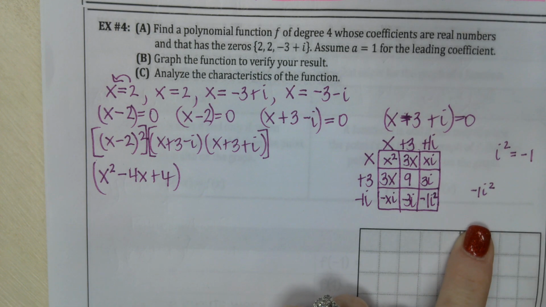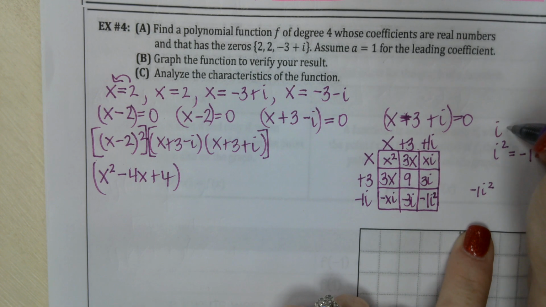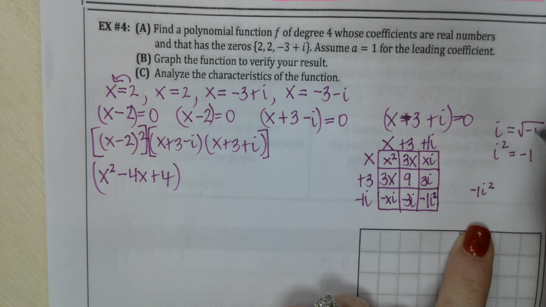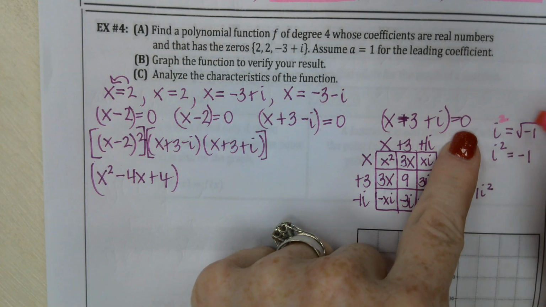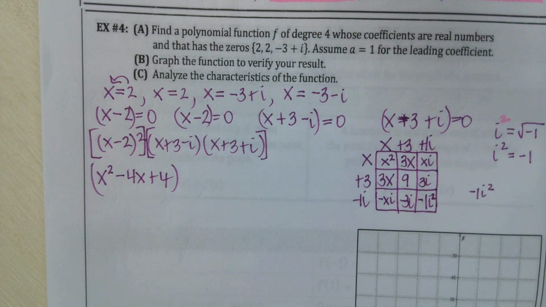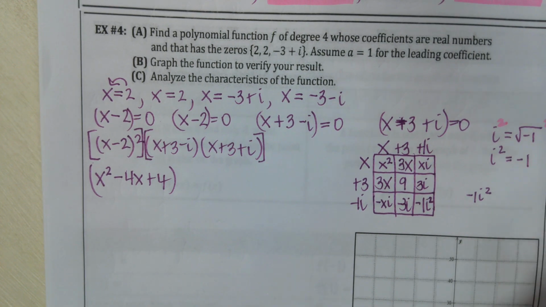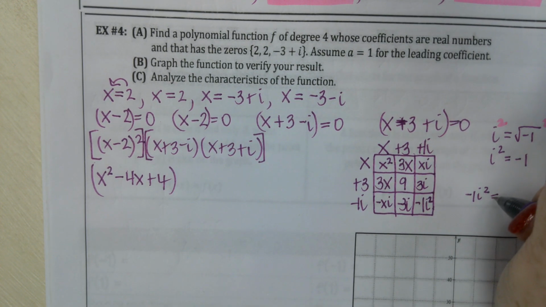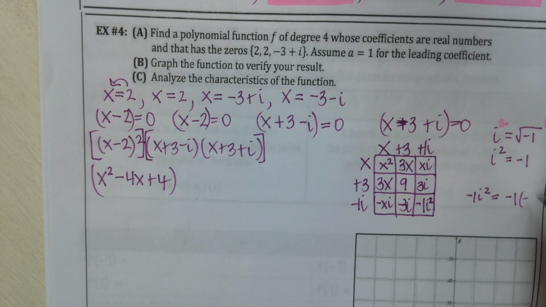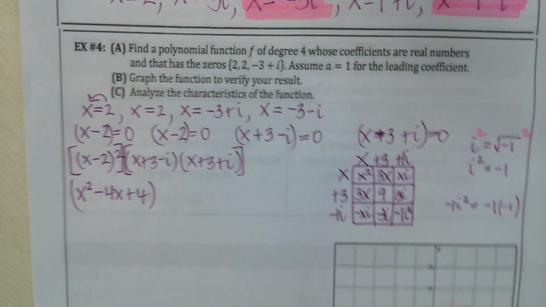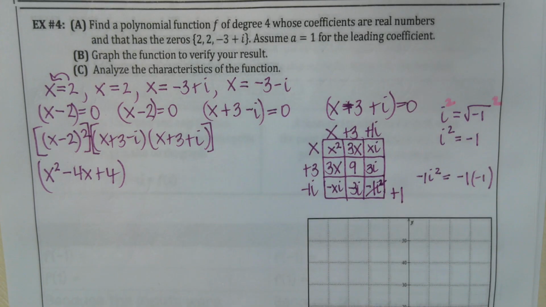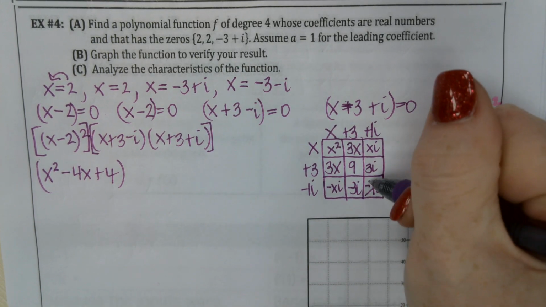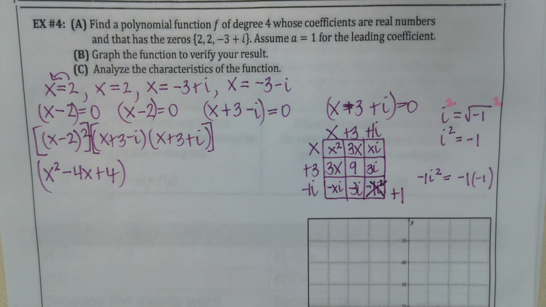Negative 1. If i is equal to the square root of negative 1, and I then square both sides, the radical cancels out. So if i squared equals negative 1, that's going to be negative 1 times negative 1. So what's inside here ends up turning into a plus 1. So I'm going to cross that out, and I'm going to put a plus 1 out in the back.